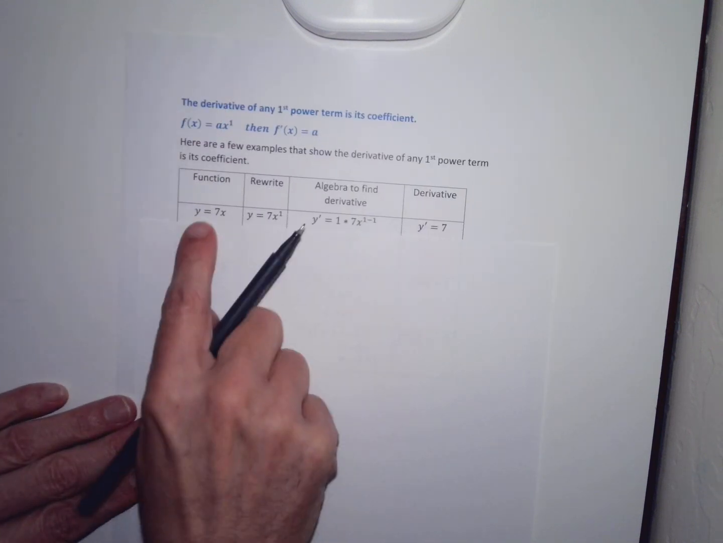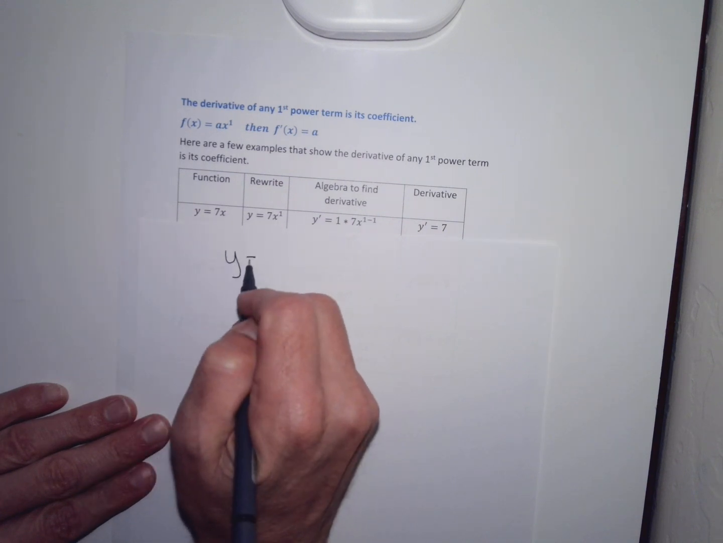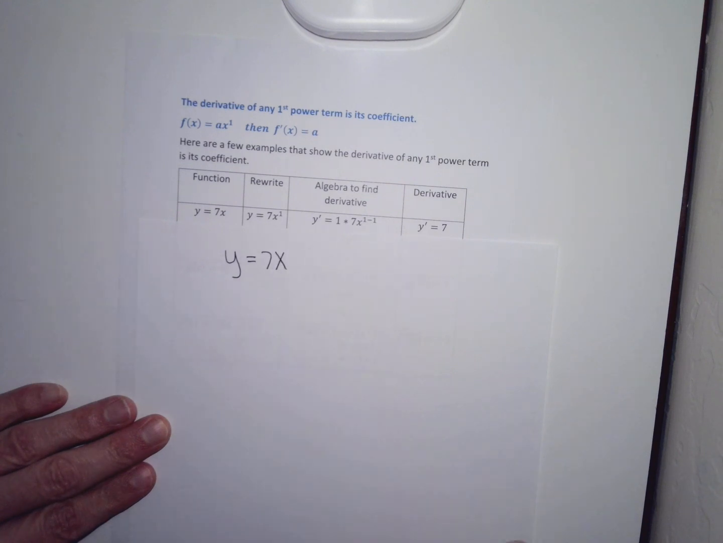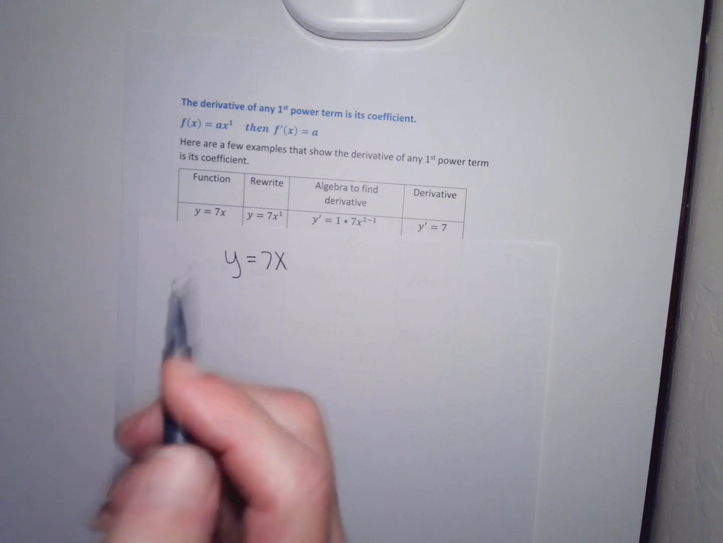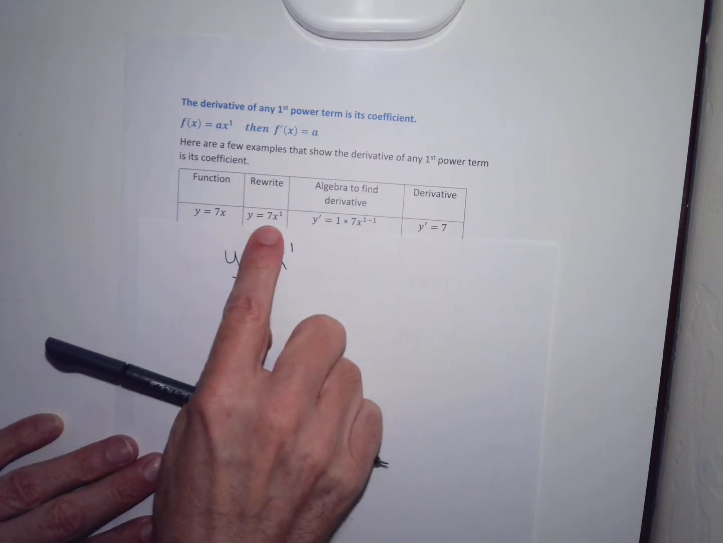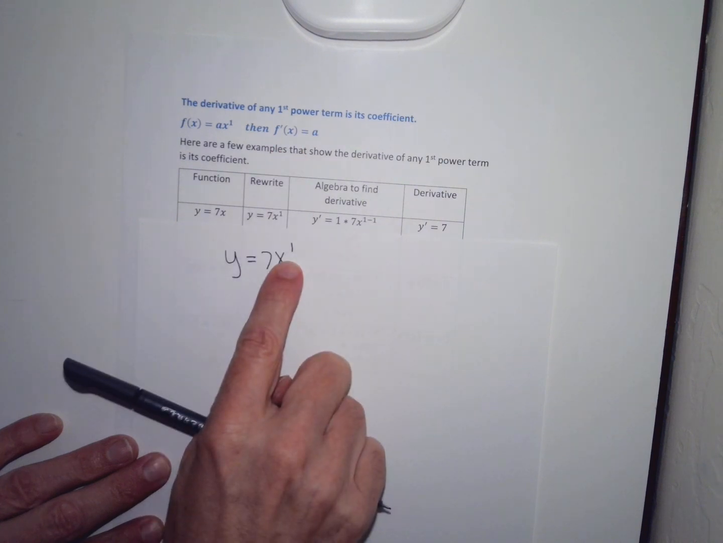So this problem right here, if I asked you to find the derivative of y equals 7x, in order to use the power rule, I need to know what the exponent is. Since there wasn't an exponent written, there's an implied exponent of 1. So I'm going to always, when I go to use the power rule, be aware of what the exponent is. If it's not written, throw the 1 in that's implied.